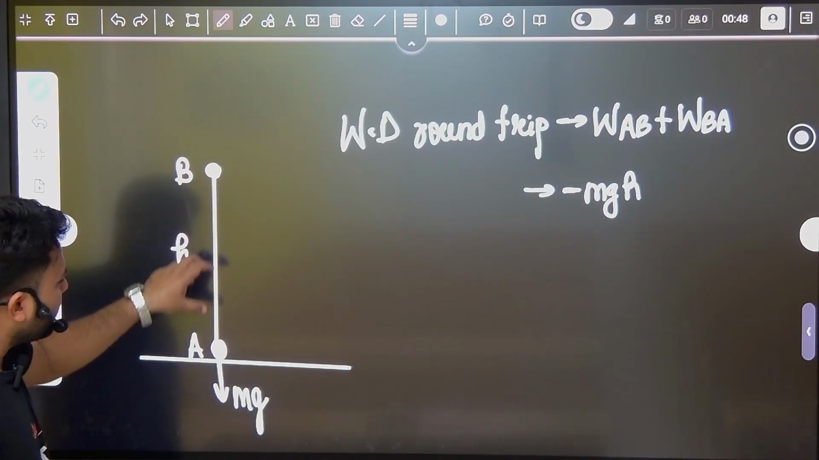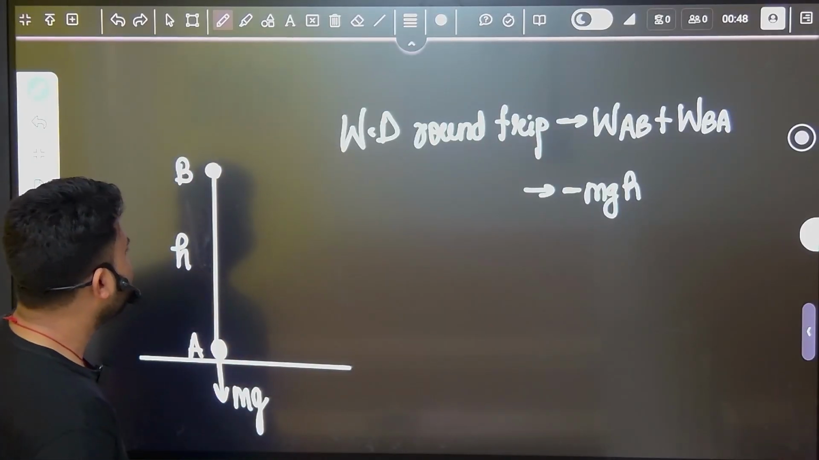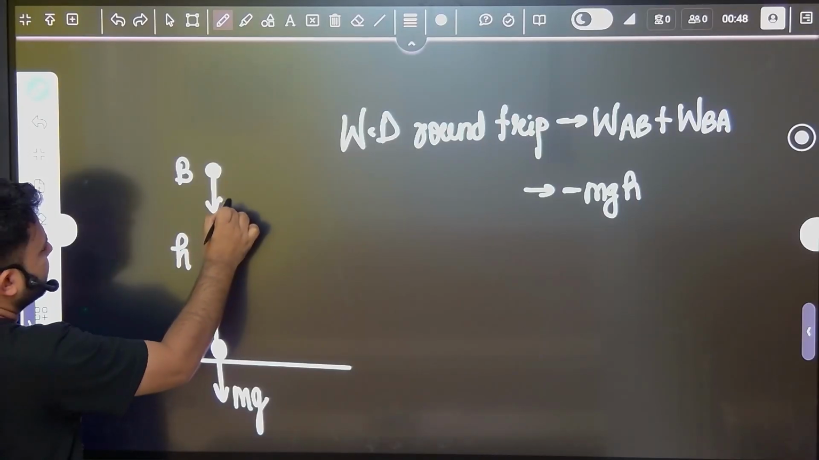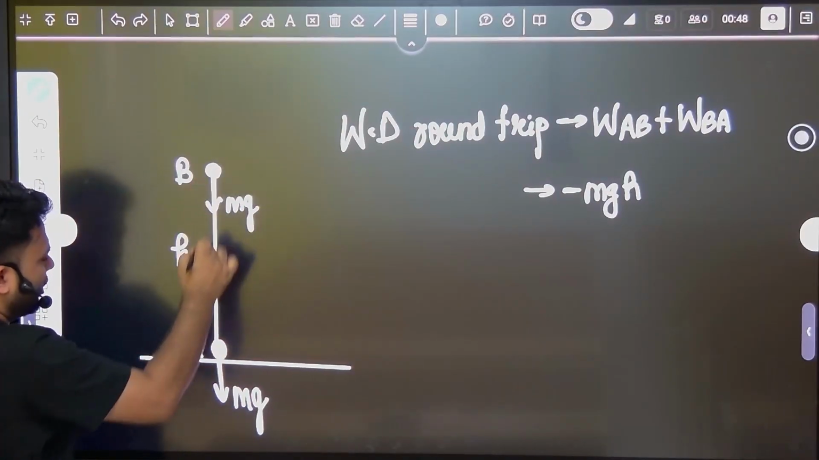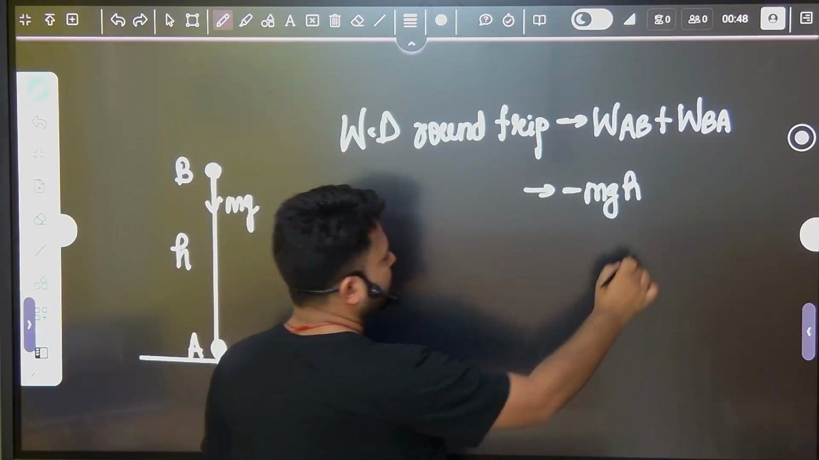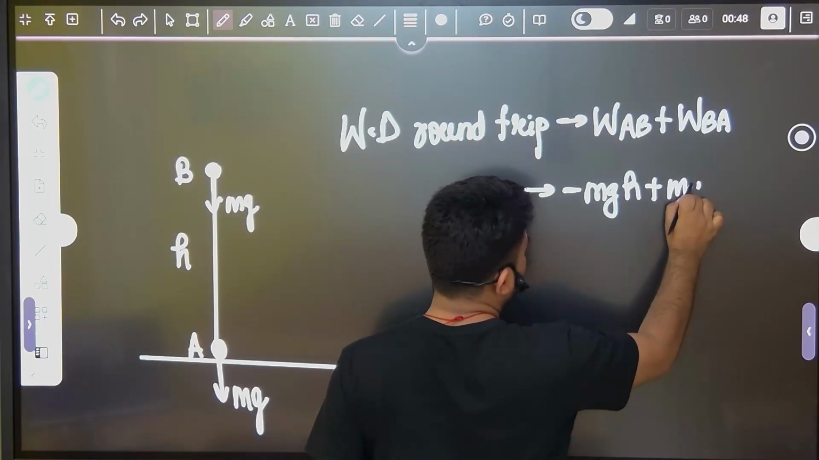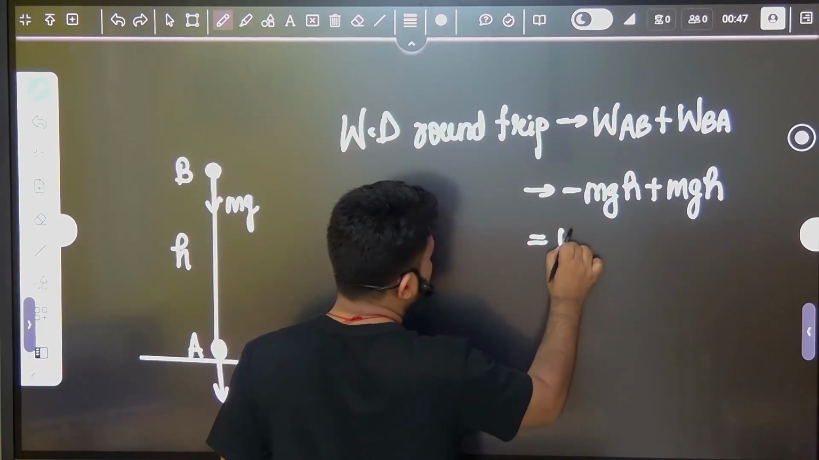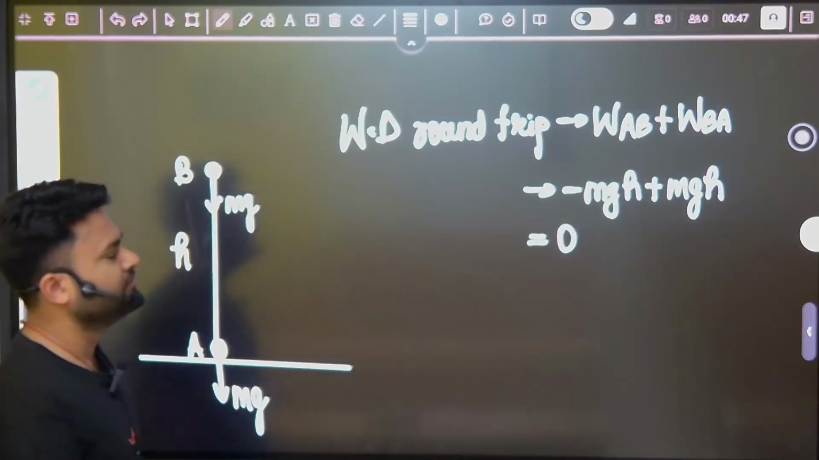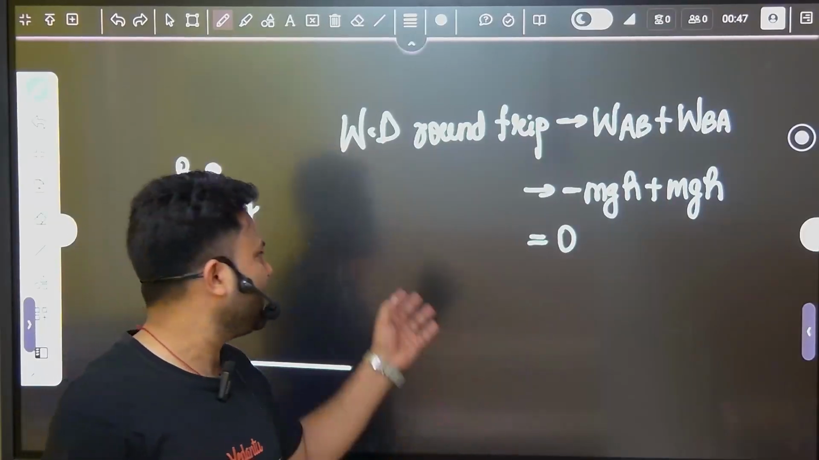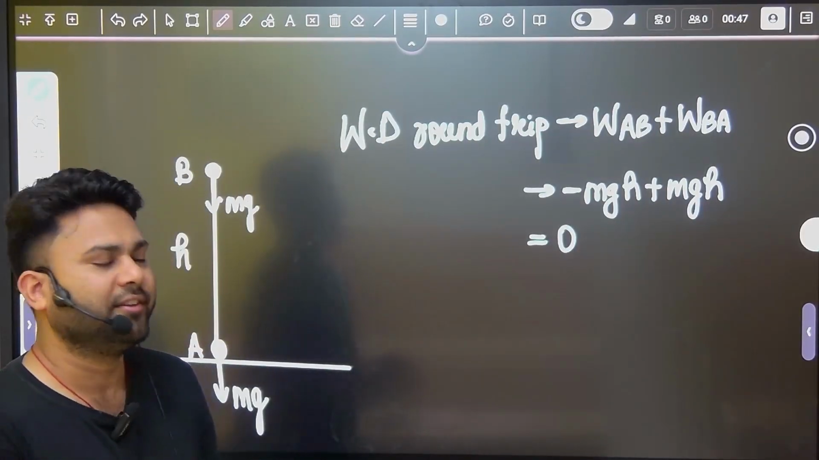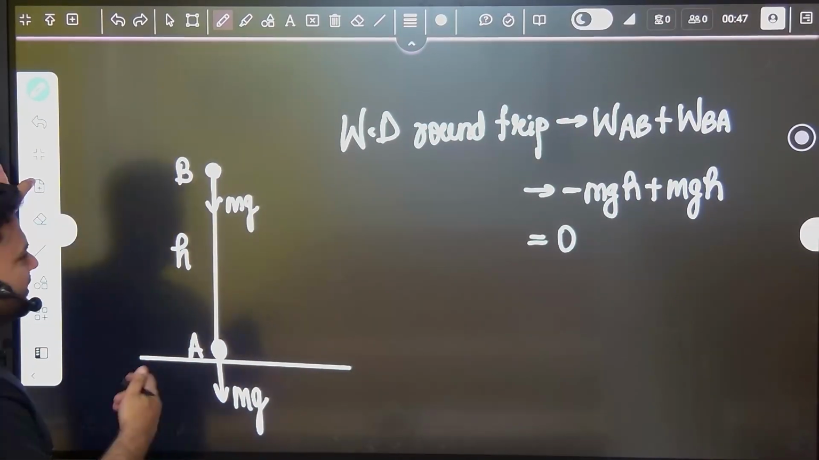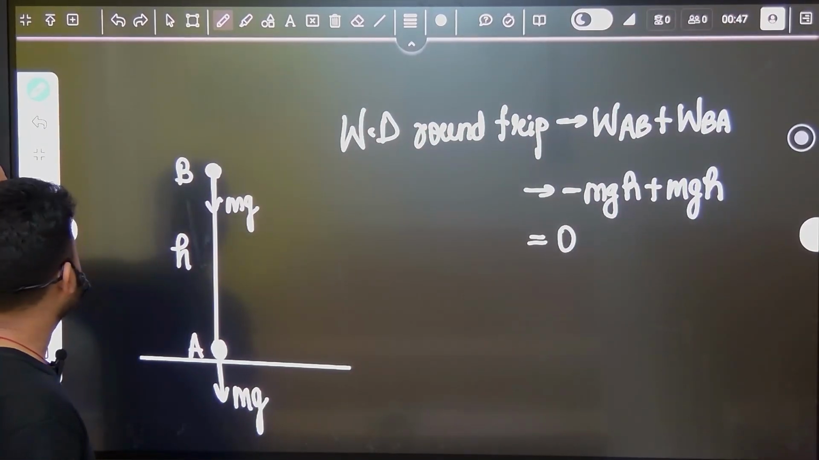Now when the ball comes down, what is the work done by gravity? So again, gravity is applying force in the downward direction, that is mg, and displacement is in the downward direction, same direction. So we can write plus mgh. So minus mgh plus mgh, it becomes 0. See, work done in the round trip by conservative force like gravitational force is coming out to be 0. This is the meaning of this. Correct? So these things you should be able to understand.